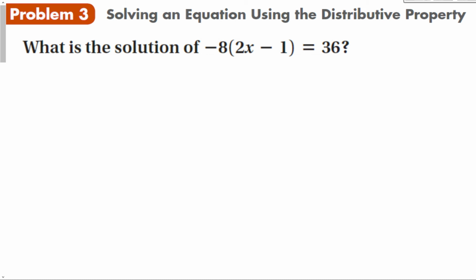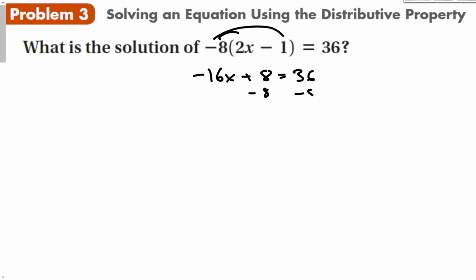Next, solving an equation using the distributive property. Okay. So there's a couple ways I can look at this, and I'll look at the second way next. But when we have this situation right here, where we have this -8 out in front, one way I can solve this is to distribute. So I can take this -8 and multiply it to both of these. This gives me -16x. -8 times a -1 is a +8 equals 36. And now I have a simple two-step equation that I can solve.